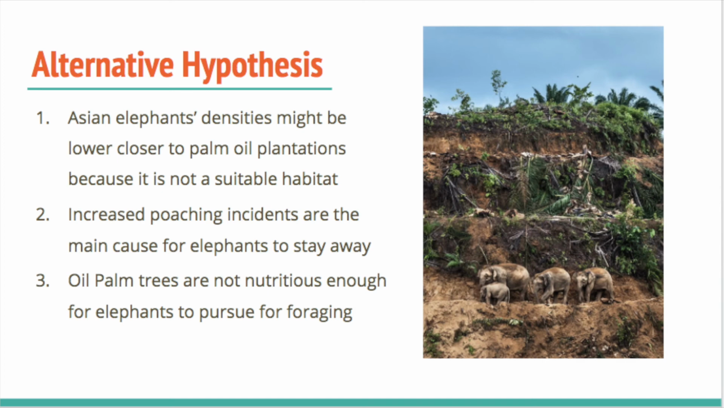Another alternative hypothesis is that there are increased poaching incidents that are the main cause for elephants staying away. And our last alternative hypothesis is that oil palm trees are not nutritious enough for elephants to pursue for foraging, so it makes sense that they wouldn't stick around where there's not good food.